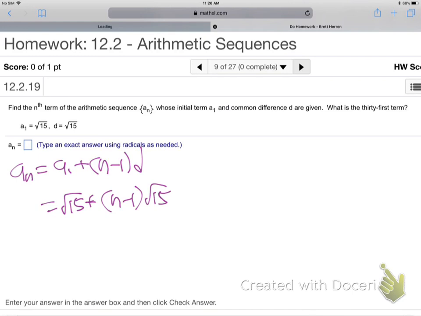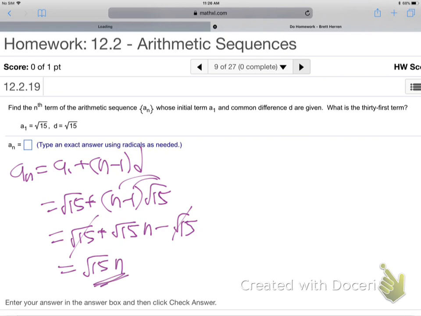All right, so there's the formula, and then we distribute that. Root 15 plus root 15n minus root 15. These cancel, and we just get root 15n. Is that good?